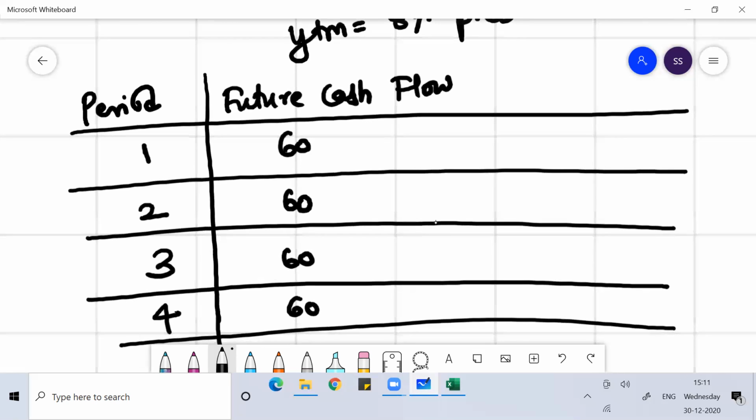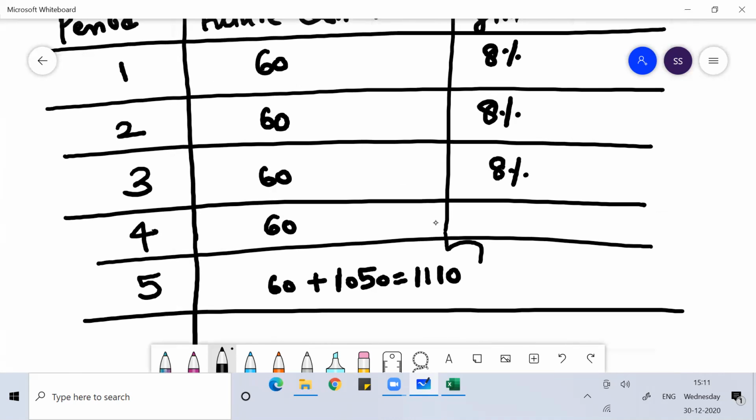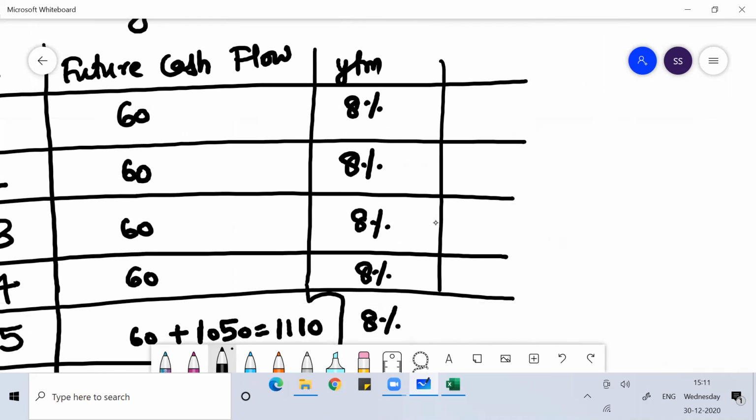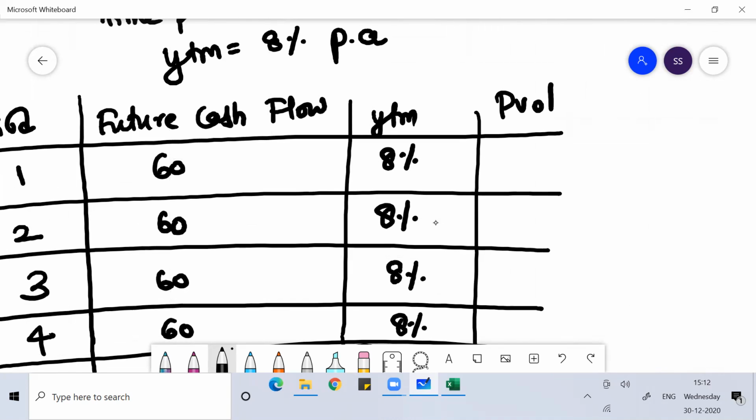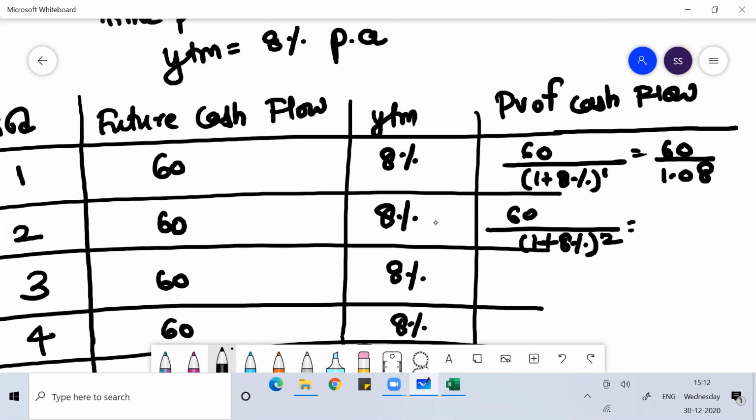So YTM is 8%. Fine, everyone. So what you can do is find the present value of your cash flow. That would be 60 divided by 1 plus 8% to the power 1, meaning 60 divided by 1.08. Similarly, 60 divided by 1 plus 8% to the power 2, that is 60 divided by 1.08 squared.